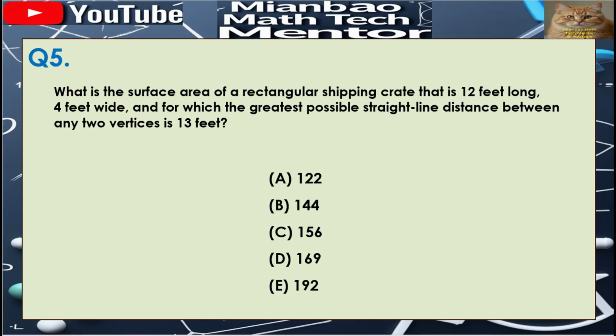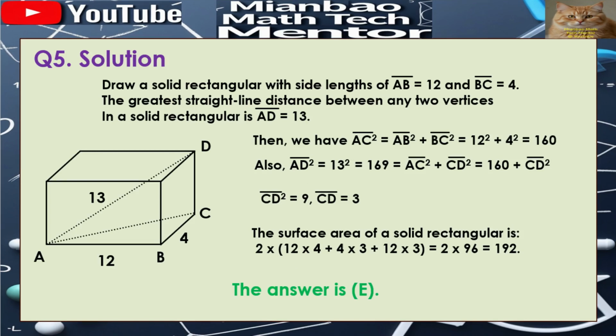Question 5. Which of the following answers is correct? A, B, C, D, or E? Draw a solid rectangle with side lengths of AB equal to 12, and BC equal to 4. The greatest straight line distance between any two vertices in a solid rectangle is AD equal to 13. Then, we have AC squared equals 160.